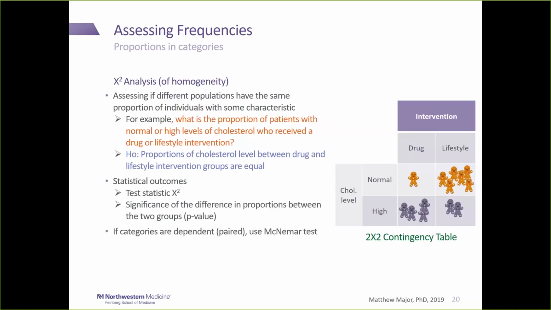If the categories are dependent, that means they're paired in some way, then you need to use the McNemar test. So for example, if we're asking what is the proportion of patients with high or low cholesterol level pre and post drug intervention, that means the same individuals have been used or tested or analyzed pre and post that intervention, so they're linked, they're paired, and that's why we use the McNemar test in this case.